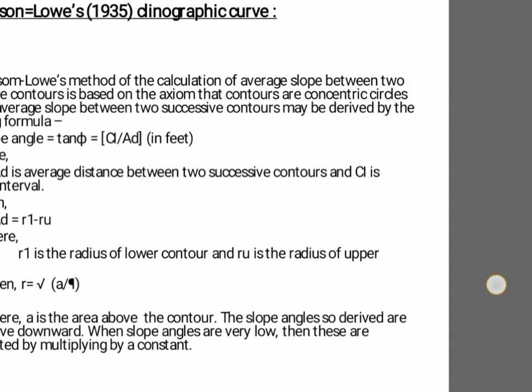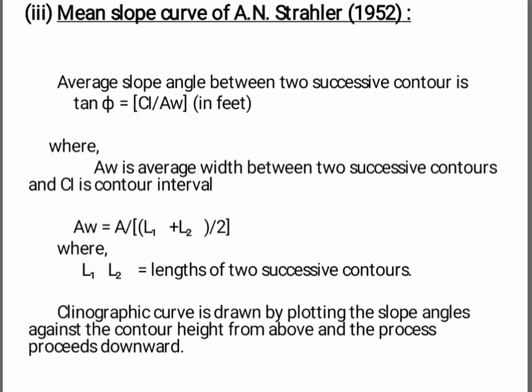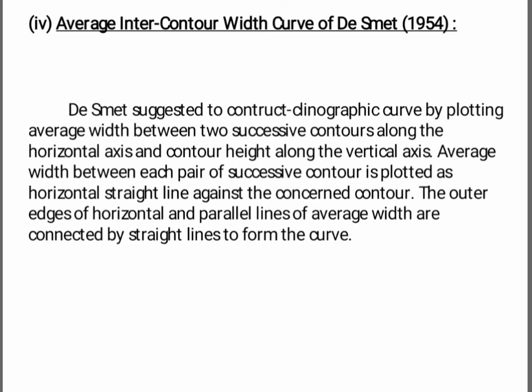The next is the mean slope curve of A. N. Strahler. Average slope angle between two successive contours is Ci divided by AW, both in feet, where AW is average width between two successive contours and Ci is the contour interval. AW is equal to A divided by (L1 plus L2) divided by 2, where L1 and L2 are the lengths of two successive contours. The clinographic curve is drawn by plotting the slope angles against the contour height from above, and the process proceeds downwards.